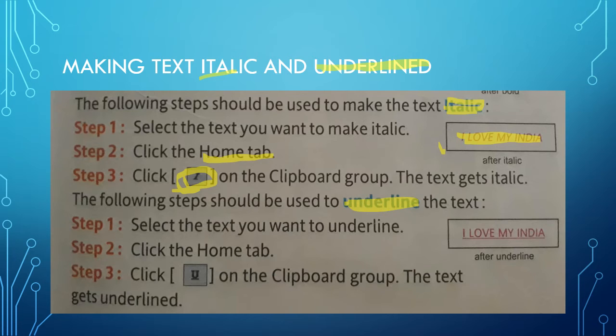First of all, you have to select the text that you want to underline. And after that, you just click on the home tab again. And then after this, you click on this option U, where you can see a line under this U. This is the underline option, and it is placed in the clipboard group.